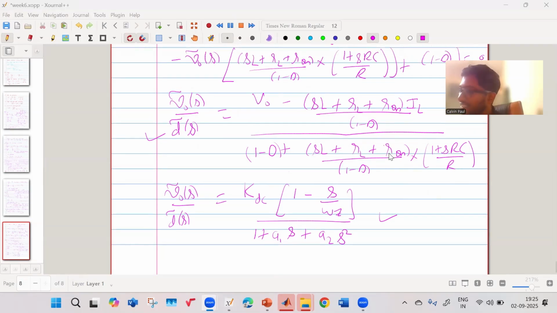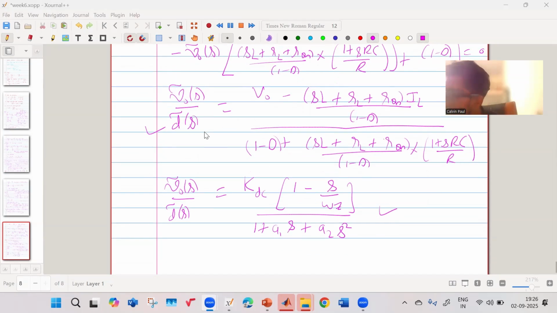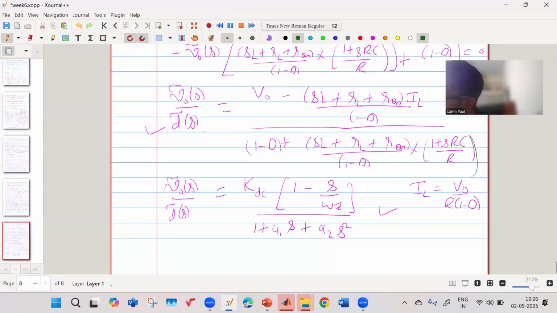So yeah, this is a difficult thing. Let me do it. So we have our IL. The average value of IL is actually V output by R into 1 minus D. Okay, so we will substitute that over here. Let us substitute that, and then we will simplify it in this format, because the question will come like this, right? Then what you will do?